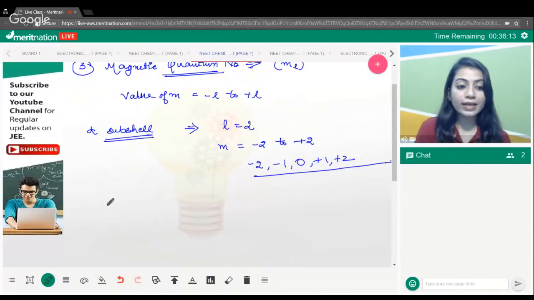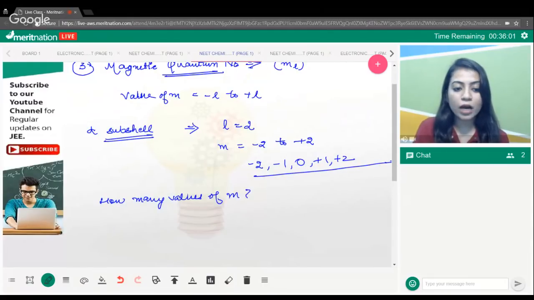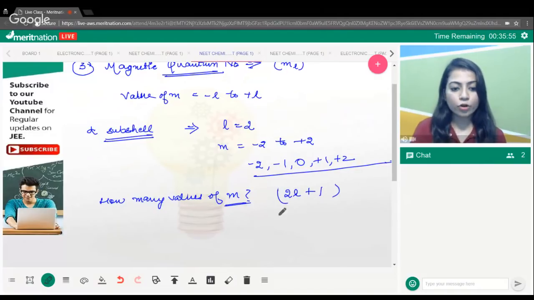And one more thing, how many values of the magnetic quantum number can be there? Can anyone tell me how many values of magnetic quantum number can be there? The total number of values can be 2l plus 1. So you can see over here, l is equal to 2, so 2l plus 1 will be 5. So we have 5 values of m over here. Right? So this is all about magnetic quantum number.